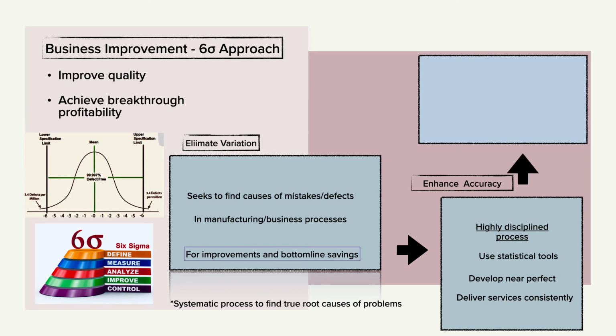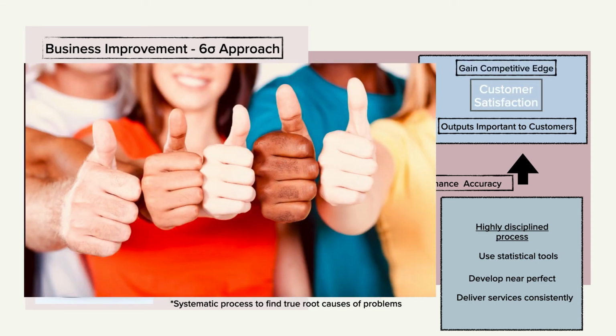By eliminating the variation and enhancing the accuracy, the outputs important to the customers are mainly focused on. And these outputs are product quality, perfect design, and consistent services. And this way, Six Sigma is used to maintain customer satisfaction and to gain competitive edge. Then we listen to the customers and apply Six Sigma to what they want to improve continuously. So it is now called a continuous quality improvement approach.